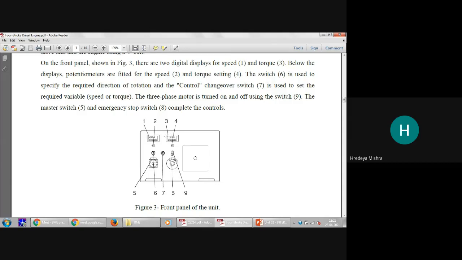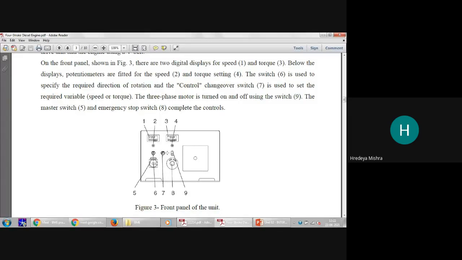Below the displays, potentiometers are fitted for the speed and the torque, so we can put the plug into these for controlling them. Switch 6 is used to specify the required direction of rotation and the control changeover with switch 7. This is switch 7, this is switch 6.